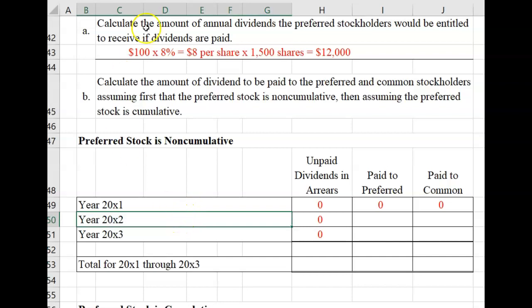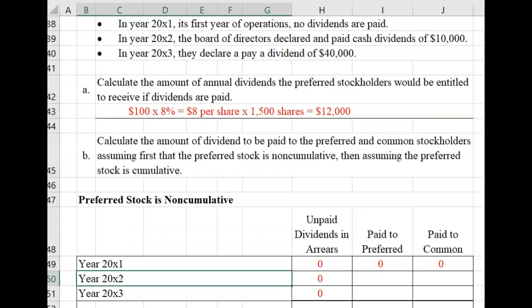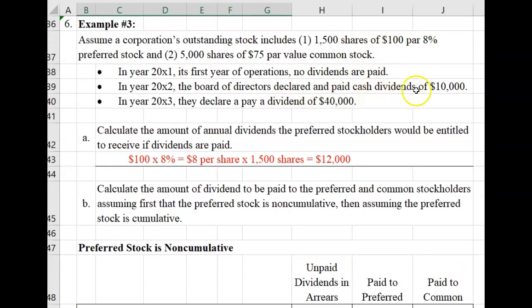Now remember that the company is obligated to pay the first $12,000 of dividends that are actually paid in any one year, first to the preferred shareholders, and if anything is left over, the remainder would be paid to the common shareholders. Well, in 20X2, $10,000 of dividends are declared and paid.